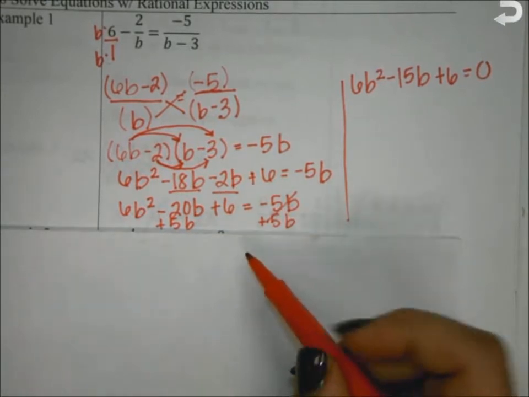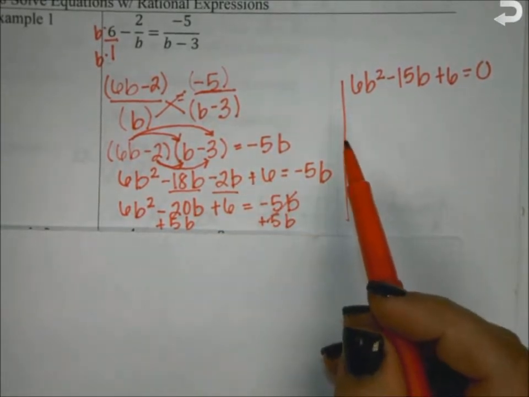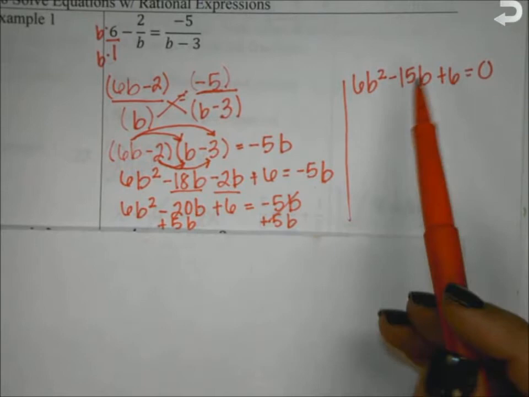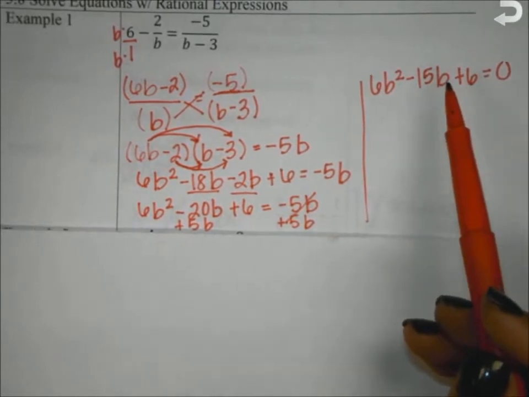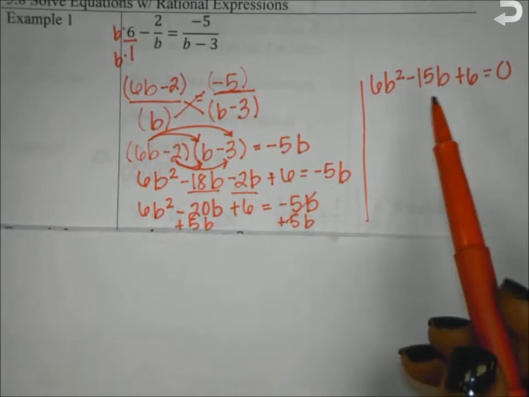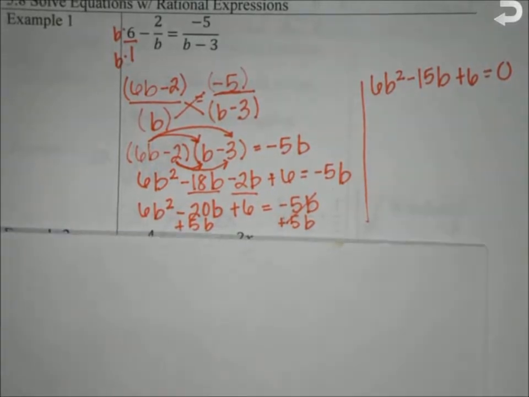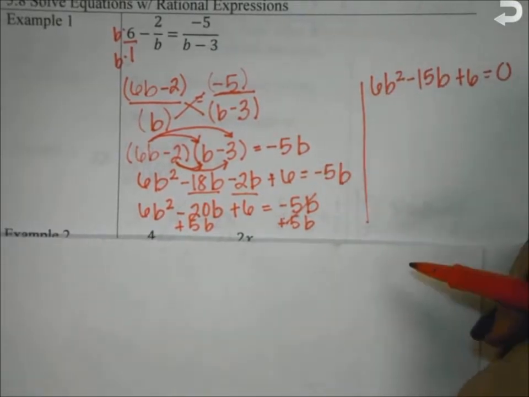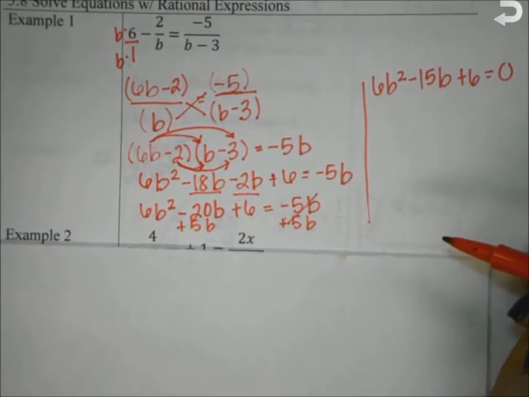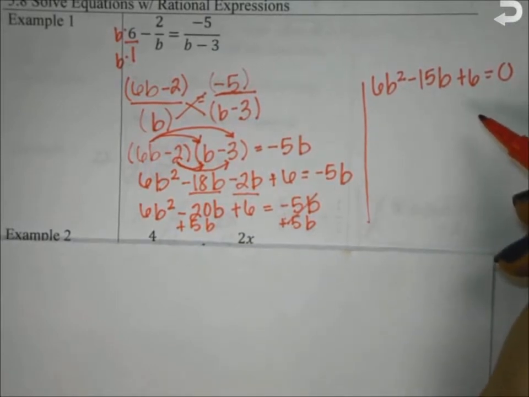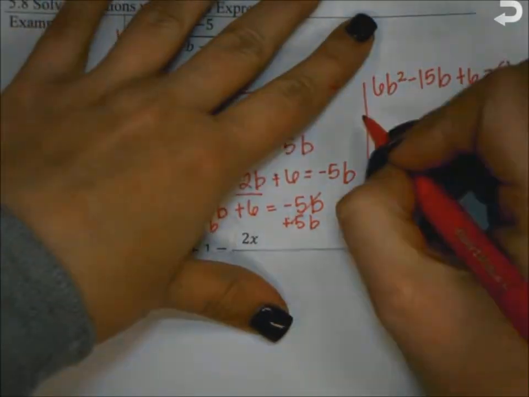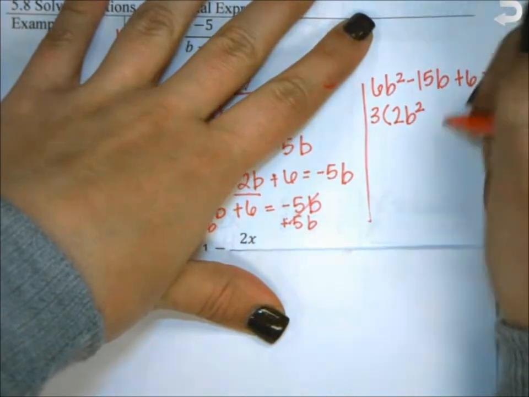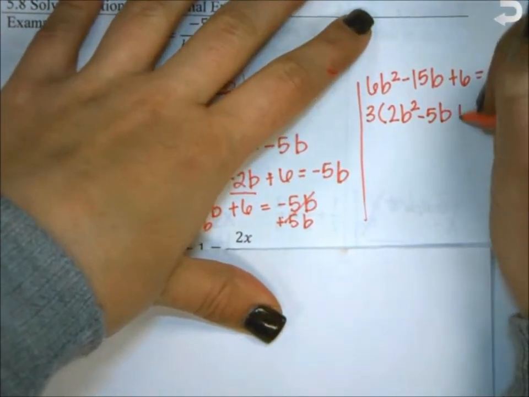And how do I solve for b? I have to do what? Now we're going back to unit 4. It is equal to 0, so I have to start with an F. Factor. So what's the first thing I have to do here to factor? What's always the first thing we check for? GCF. Do I have one? I do. It's 3. So let's factor out a 3. That gives me 2b squared minus 5b plus 2 equals 0.